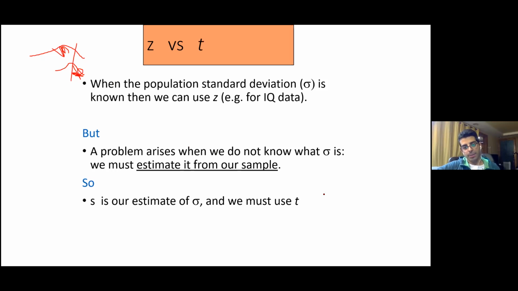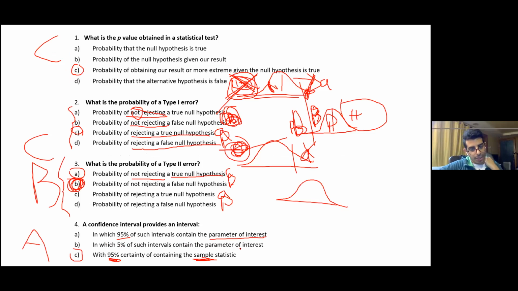I do not see what this says, in which 5% of such intervals contain the parameter of interest. No, this is wrong, because it should be 95%. If they had said here, right here, does not contain the parameter of interest, that would be correct. But it didn't say that. It said that 5% contains, so that's wrong.